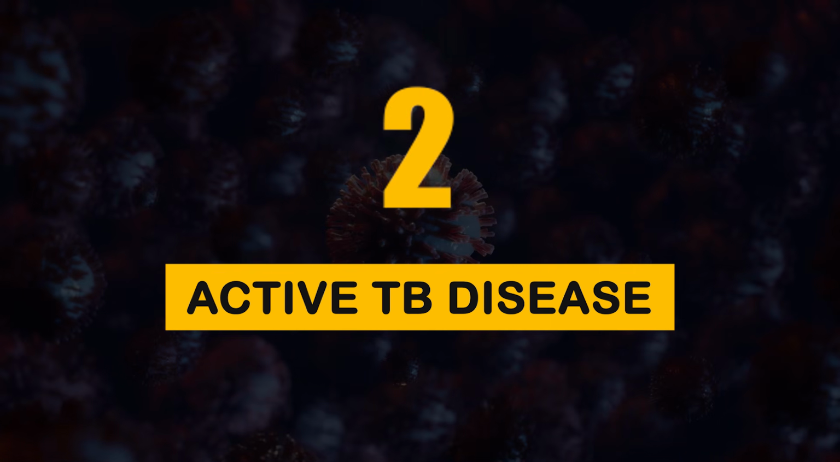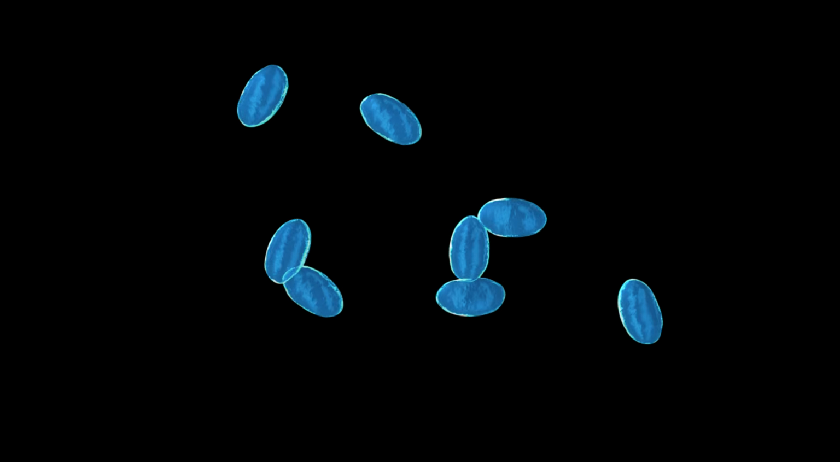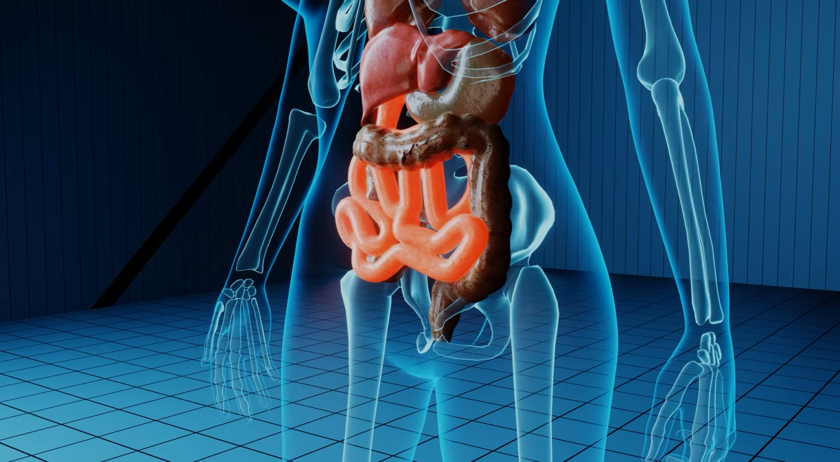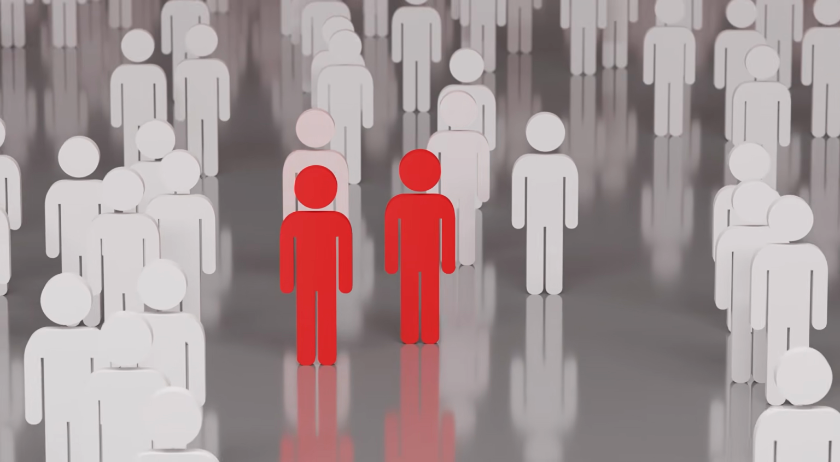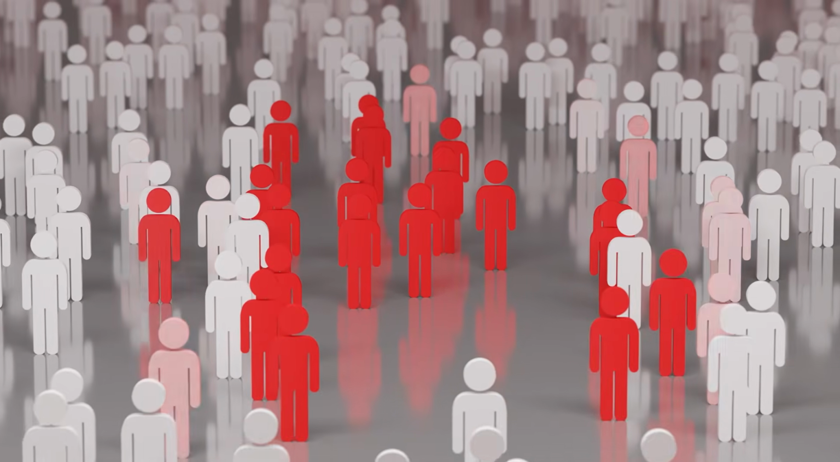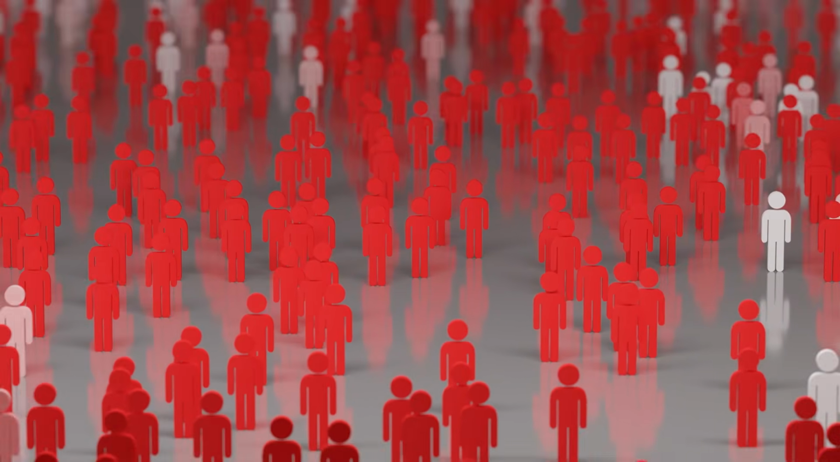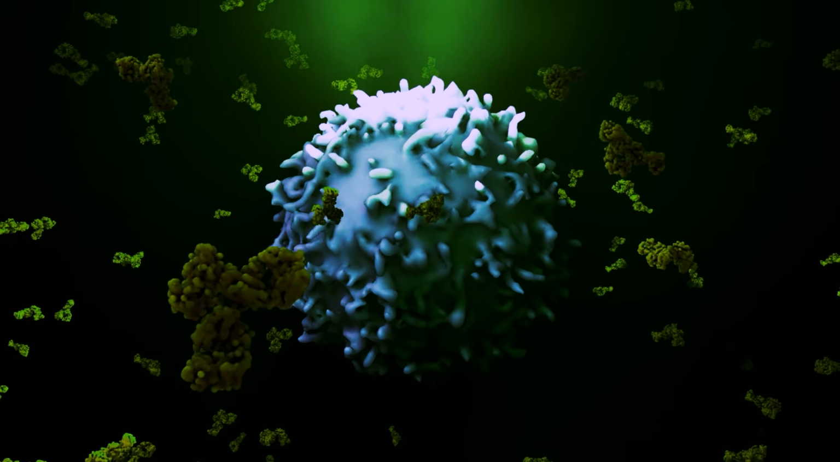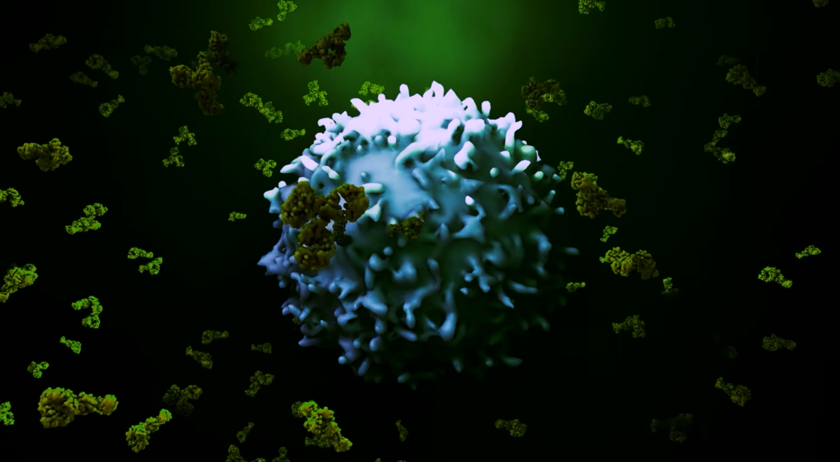2. Active TB disease. In this stage, the bacteria multiply actively. The person develops symptoms. The disease can damage organs. The person can spread TB to others. Approximately 5 to 10% of people with latent TB will develop active TB at some point in their lives, especially if their immune system becomes compromised.